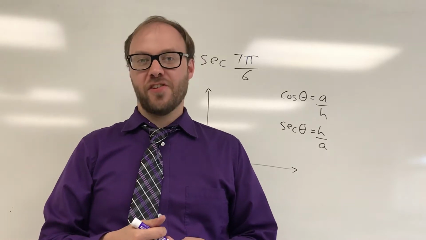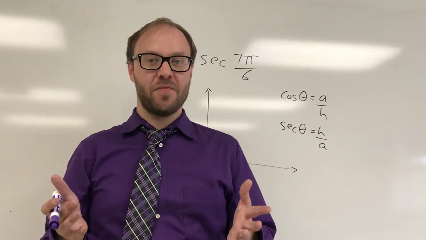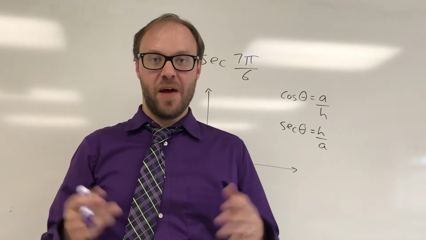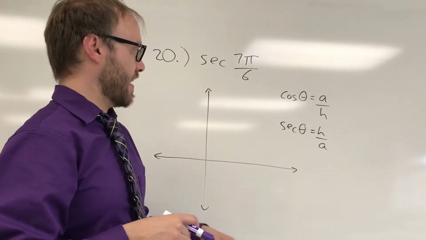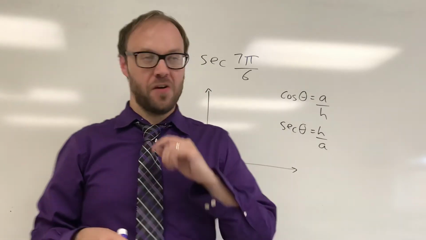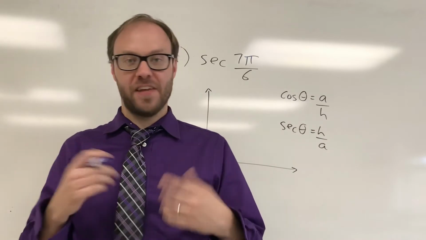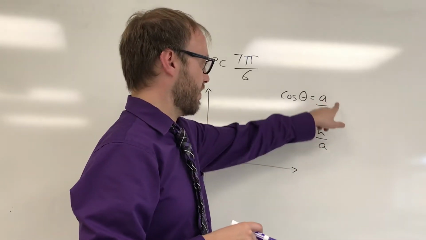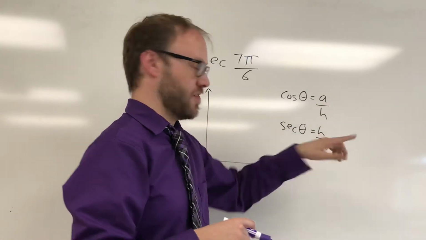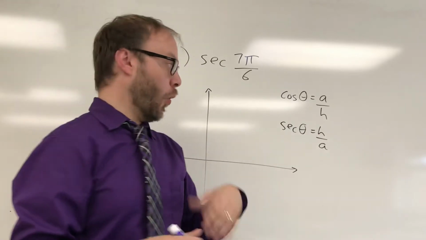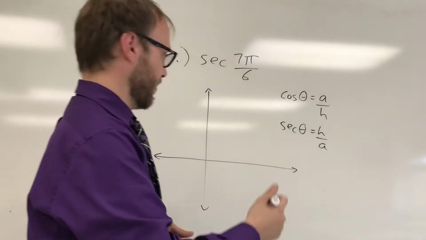Number 20 asks you to find the secant of 7 pi over 6. So a couple of reminders here. First of all, remember that secant is the reciprocal of the cosine. So if you're using the old right triangle definitions, instead of adjacent over hypotenuse, you'll be taking the hypotenuse over the adjacent, okay? Or you can use the coordinate definitions, doesn't matter.